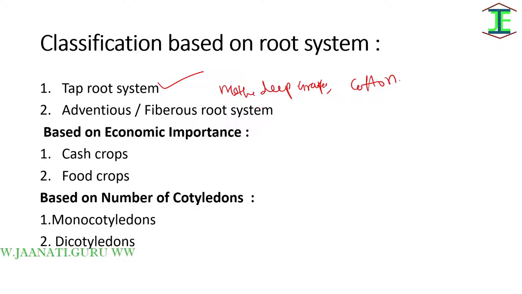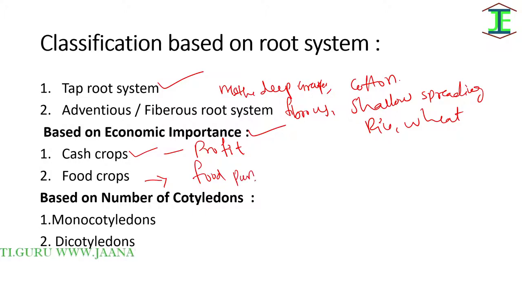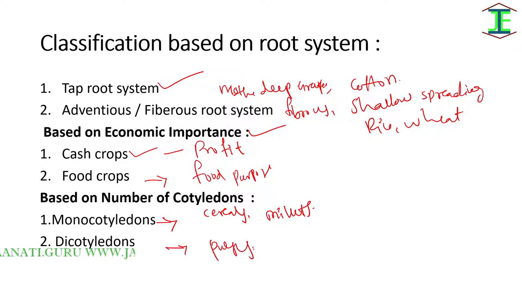And then the adventitious or fibrous root system. In this, roots are fibrous, shallow, and spreading type. For example, rice, wheat. These all crops have adventitious root system. Next, based on economic importance, cash crops. These crops are grown only for profit, meaning cash purpose only. Next is food crops. These food crops are grown for food purpose. Next, based on number of cotyledons, monocotyledons and dicotyledons. Monocotyledons have only one cotyledon. Examples are all cereals and millets. Dicotyledons, example is pulses.